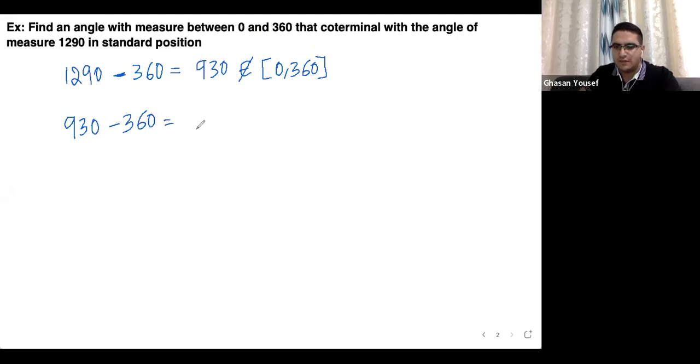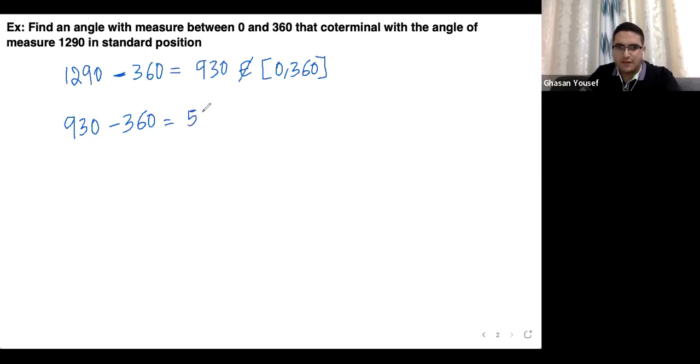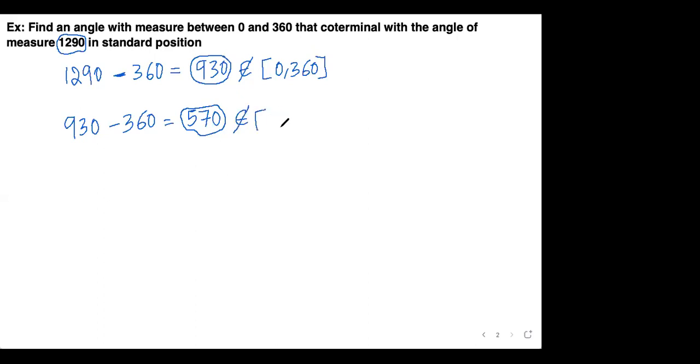360, what answer will I get? It will be 570, exactly. So 5, 70. Now 570 is a coterminal angle to 930 and also to 1290. But is this angle between 0 and 360? No. So this is not my answer to this question. So I have to keep subtracting again.